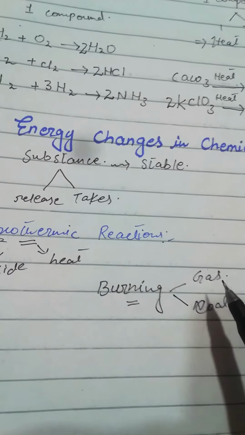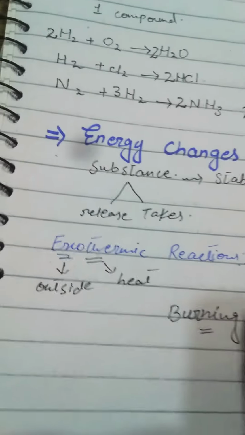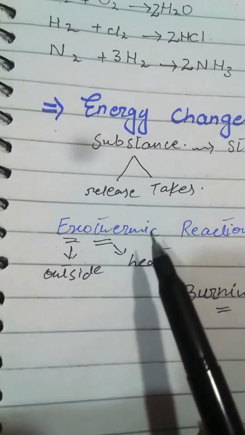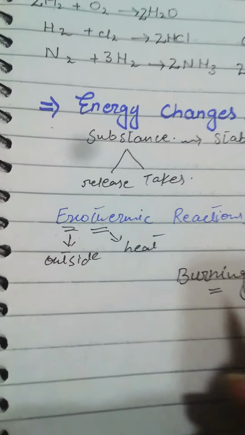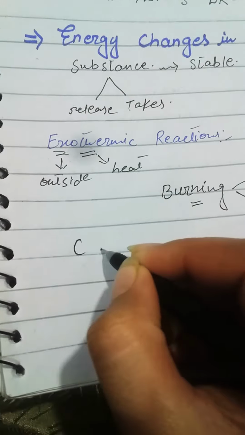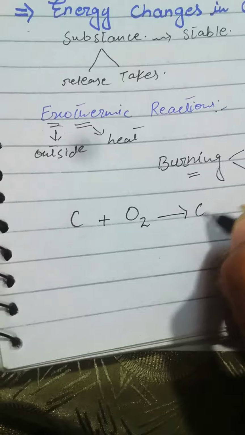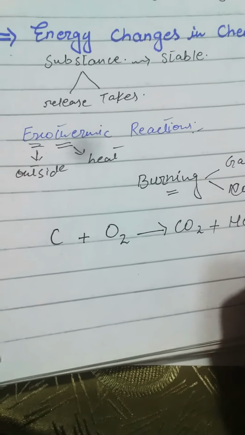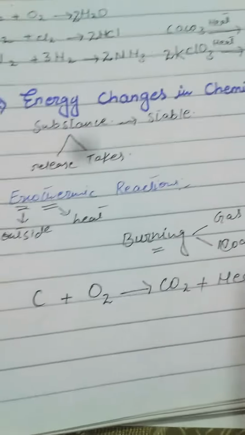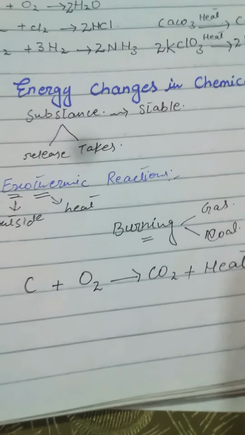As we know, in the burning of gas, or in the burning of coal or some fuel such as petrol, the heat is released. That's why we call them exothermic reactions. Here I am explaining some examples. For example, when carbon, maybe in the form of coal, burns in the presence of oxygen, then carbon dioxide gas is released and also heat is released. The working of the fireworks is also an example of exothermic reactions, as they are emitting heat.